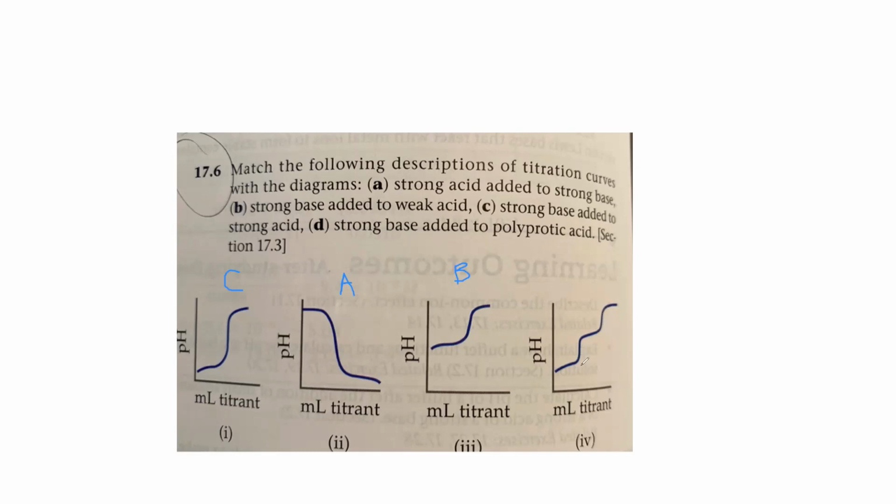And then for the final one, we see multiple equivalence points, and we're starting low, finishing high, so it's still adding base to acid. But since we've got multiple of these equivalence points, that's just going to be representing the polyprotic acid. So we would just have D for that.